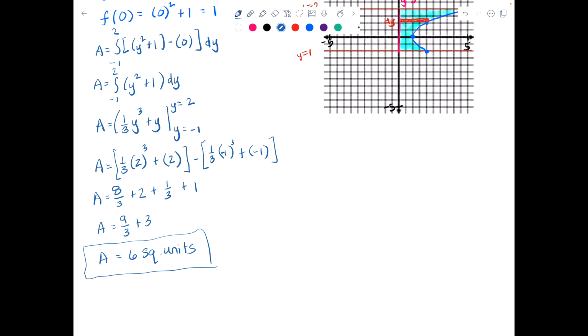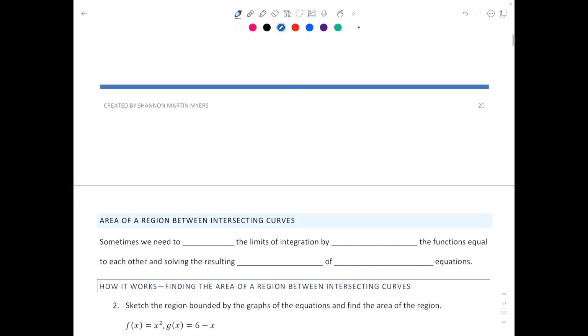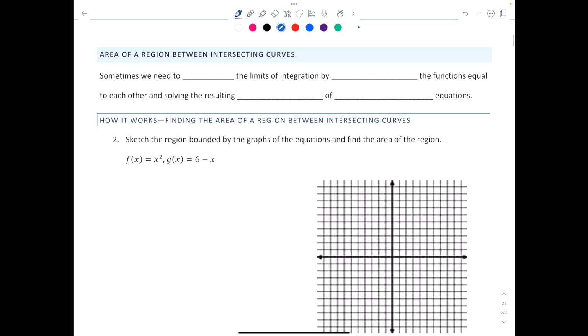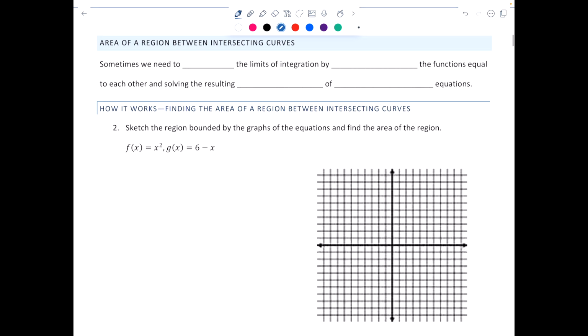All right. And so next up we have area of a region between intersecting curves. With these, it's a little more complicated because we have to find the limits of integration on our own. Sometimes just by graphing the two curves, if you're doing it by hand, you find the limits of integration where they intersect. Sometimes you might need to use a graphing calculator. These examples aren't really such that you should need to.